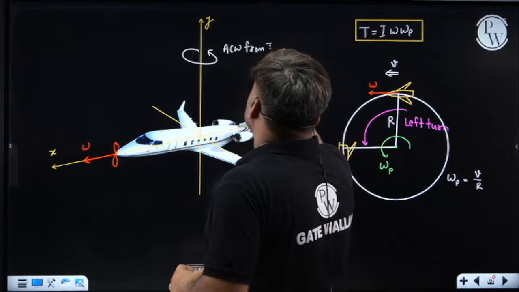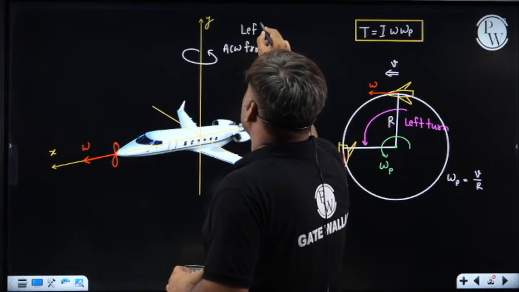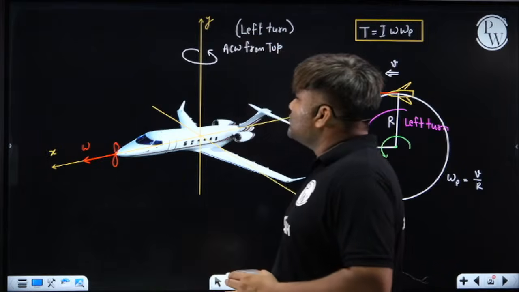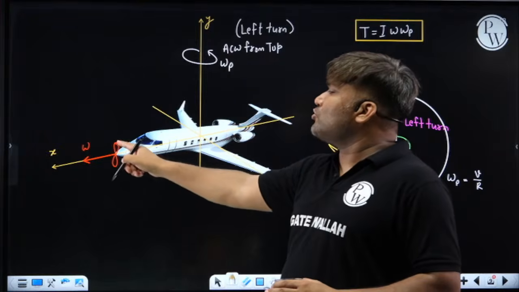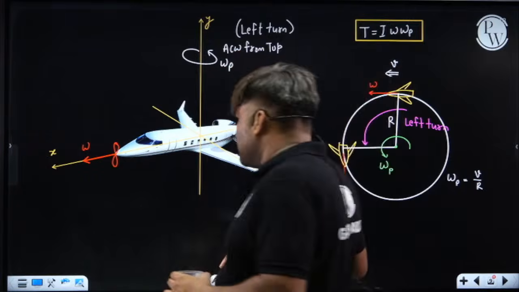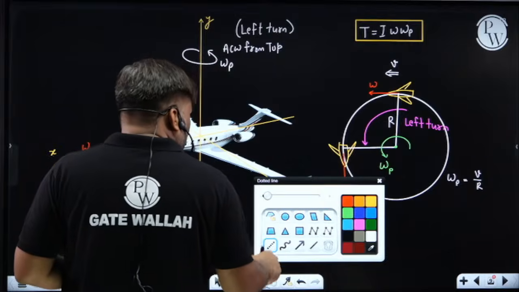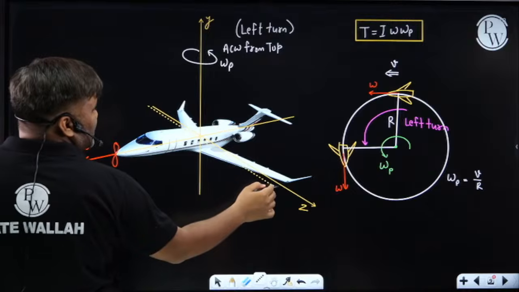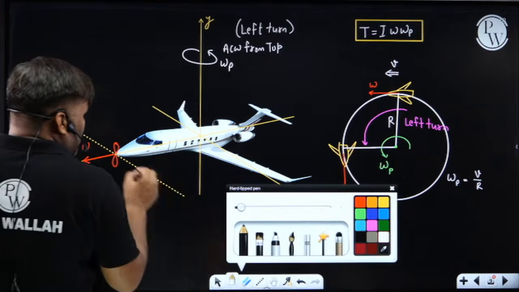From the top, for a left turn, we are taking a left turn. So this omega p is anti-clockwise, so I have to rotate this omega vector opposite to this anti-clockwise, that is, clockwise. And once you rotate clockwise, where will you reach? You will rotate about the y-axis, you will rotate the x-axis, so you will reach towards the z-axis. And z-axis means somewhere here. This is my omega vector.